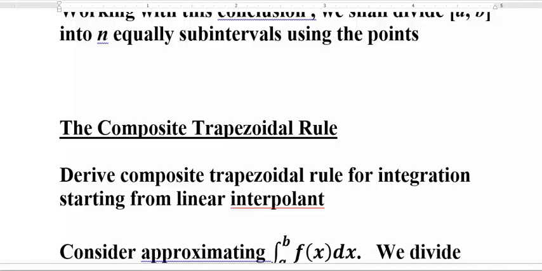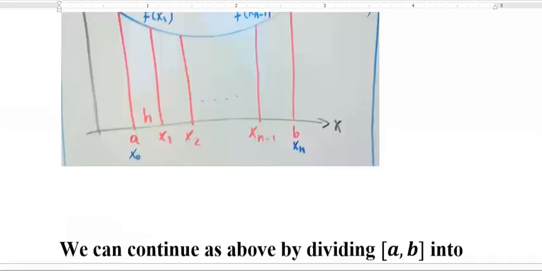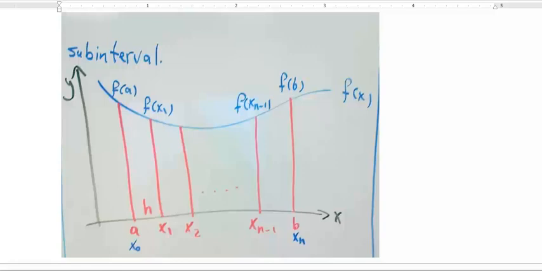Next title is the composite trapezoidal rule. If we divide the interval from a to b into n sub-intervals with equally spaced points, x i equals a plus i h. Here is the graph. Here is a.